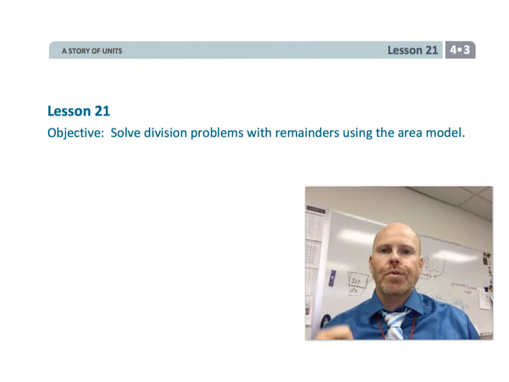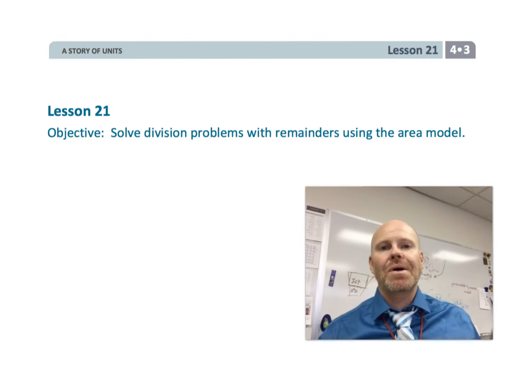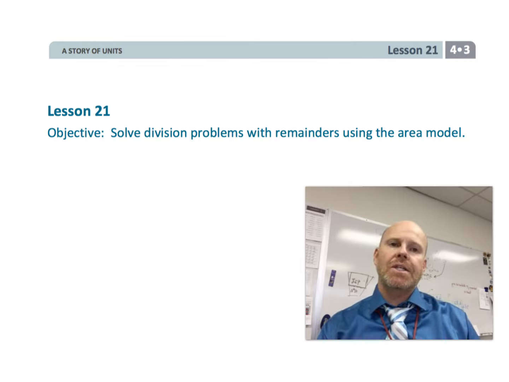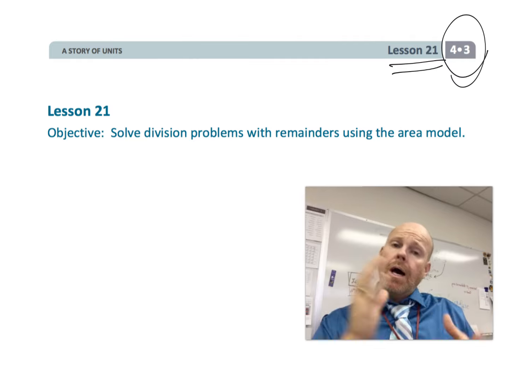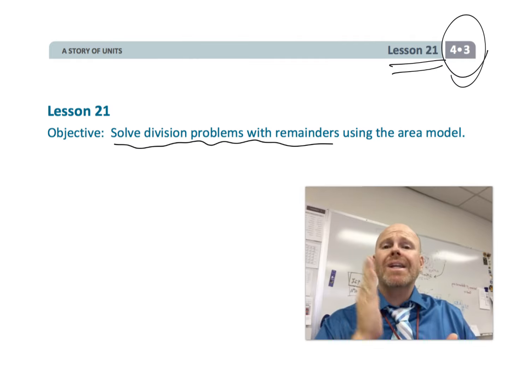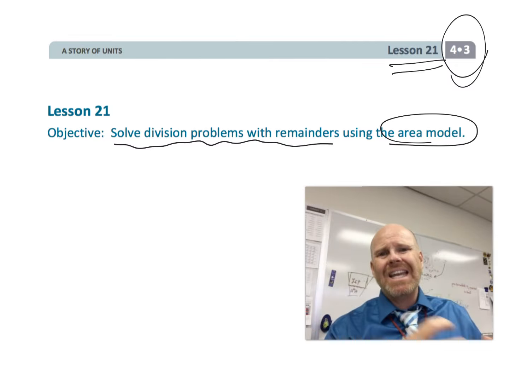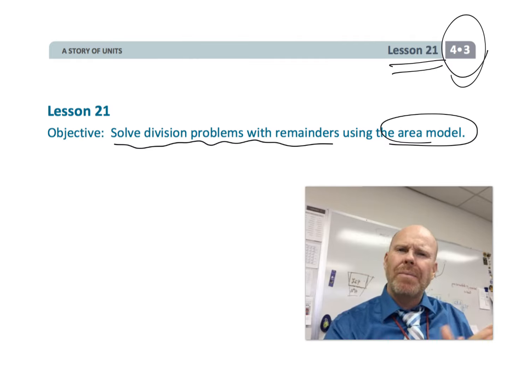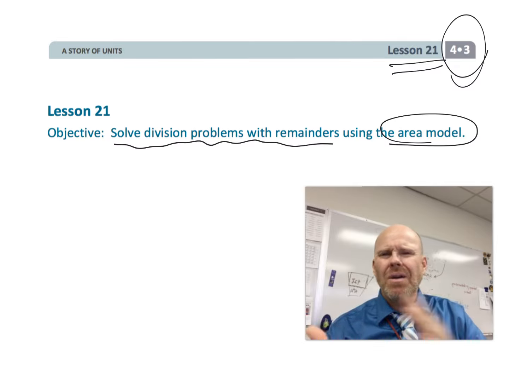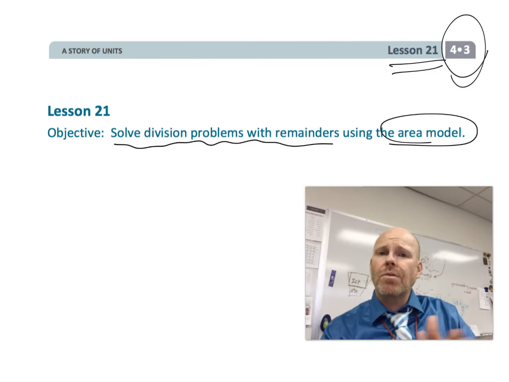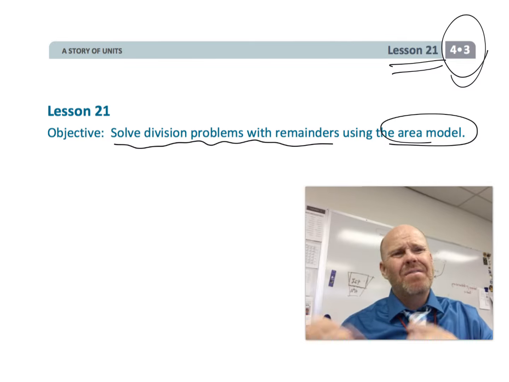This is 4th grade, Module 3, Lesson 21, and in this lesson, students are going to continue solving division problems, this time with remainders, and we're going to continue practicing with the area model and connecting that area model to the standard algorithm. So why are we doing that? Why are we bouncing back and forth between the standard algorithm and various models?